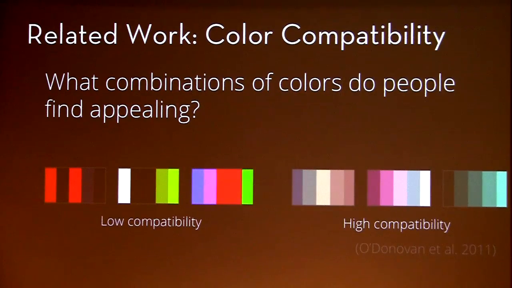More recently, O'Donovan and colleagues analyzed online data sets of themes and their user ratings. They introduced a regression model to quantify the compatibility of 1D color themes. This model can be used to detect and generate appealing color themes, such as the one on the lower right.